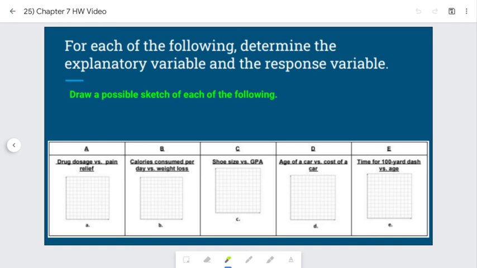So for this last part here, I want you to go ahead and, for each of the following, determine the explanatory variable and the response variable, and draw a possible sketch of each of the following.